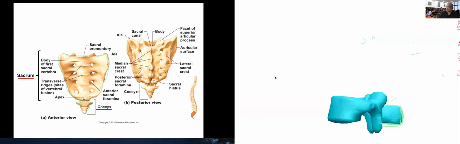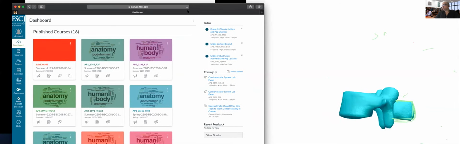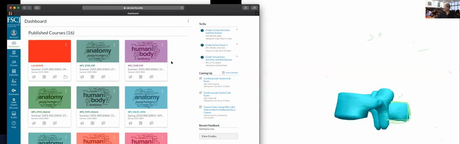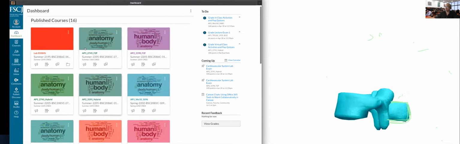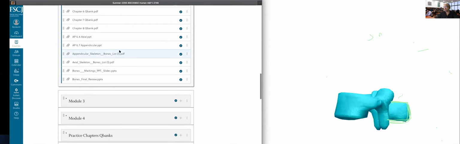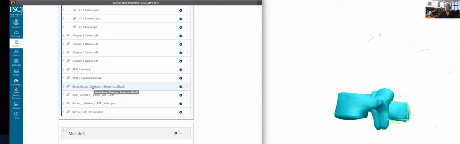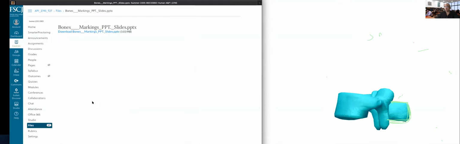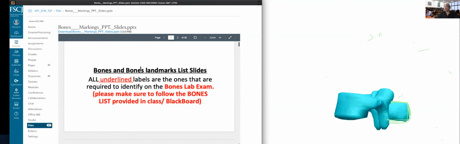So how would I know which bones and which landmarks am I required to know for this exam? You go to Canvas. When you open Canvas, scroll down. In module two, we'll have the appendicular skeleton bones list and the axial skeleton bones list. And those are the bone markings PowerPoint slides, the actual slides that we are using.